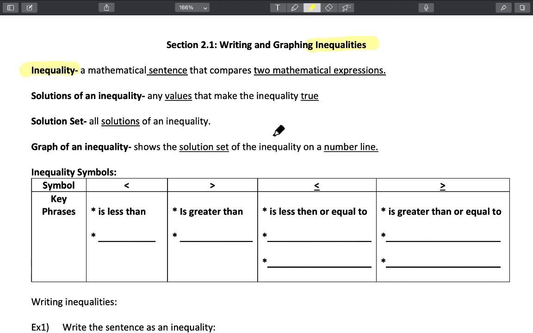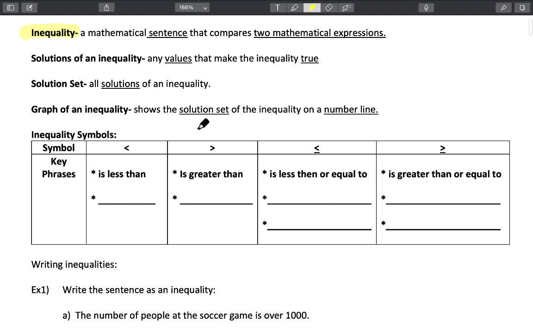Most likely you're already familiar with the four inequality symbols. We have the is less than symbol, the is greater than, is less than or equal to, and is greater than or equal to. So you're probably familiar with those four symbols and those top four expressions.